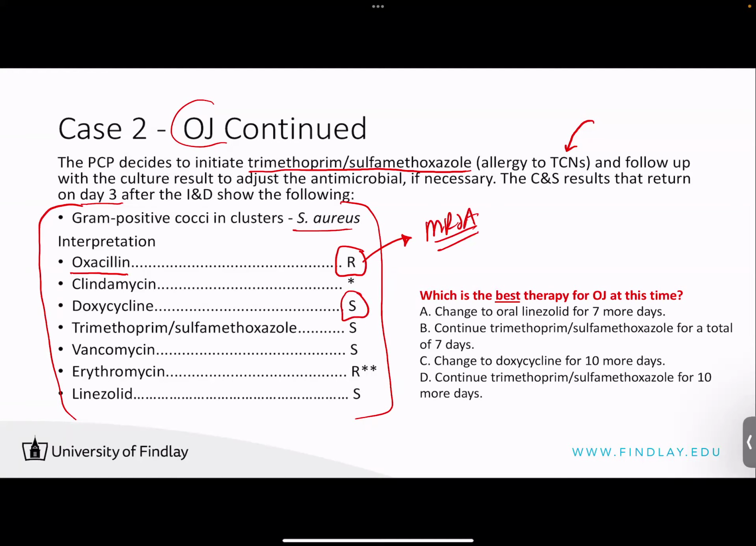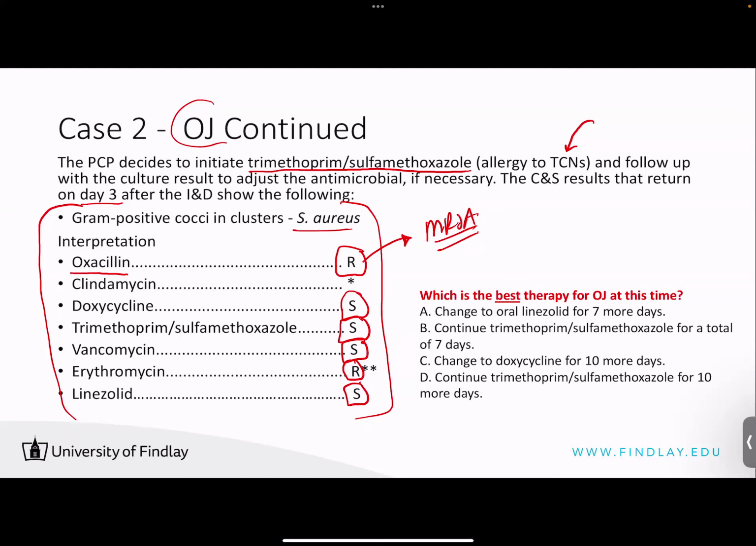Despite the allergy, it's sensitive to doxycycline, it's sensitive to Bactrim, it's sensitive to vancomycin, it's resistant to erythromycin, and it is sensitive to linezolid. All right. Now, we're 3 days in, it's sensitive to Bactrim, it's MRSA.